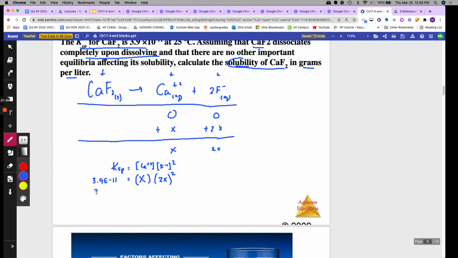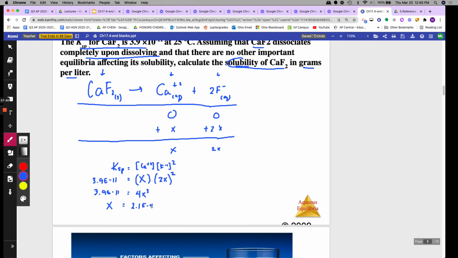Okay, so 3.9 e negative 11 is equal to, this is going to be 4x squared times x is 4x cubed. Divide by 4 on both sides. Take the cube root. X is equal to 2.1 e negative 4.